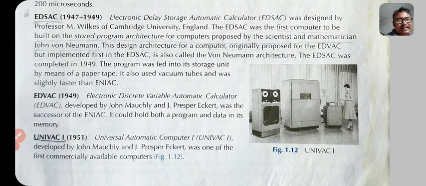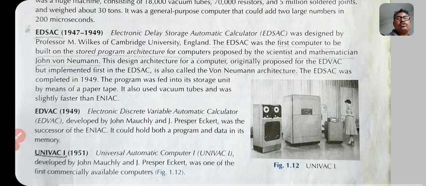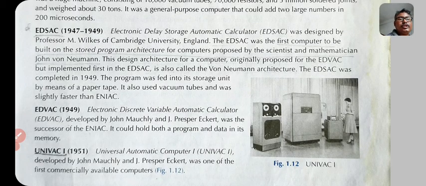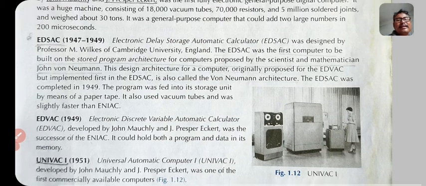This design architecture, originally proposed for the EDVAC but implemented first in the EDSAC, is also called the John von Neumann architecture. The EDSAC was completed in 1949. The program was fed into its storage unit by means of a paper tape. It also used vacuum tubes and was slightly faster than the ENIAC.